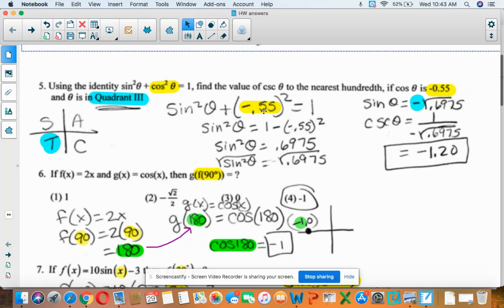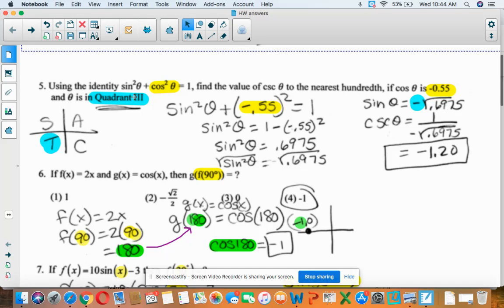I'm squaring it. So sine squared theta, I take this and I move it over to the right, is equal to 1 minus negative 0.55 squared. I put that in my calculator and I get 0.6975. Now I'm trying to solve for sine of theta, so to get rid of this squared, I take the square root, but if you take the square root of one side, you have to take the square root of the other side. So this equals sine of theta and the square root of 0.6975.